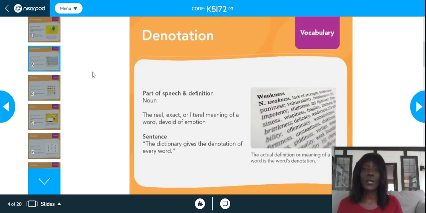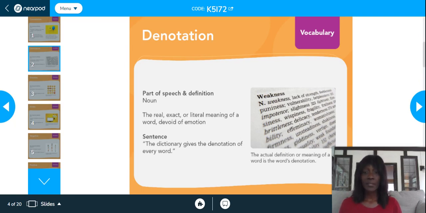Let's look at the word denotation. Again, denotation is a noun because of the suffix tion, shun. Shun always indicates that a word is a noun. So let's look at the definition of denotation. And that is the real, exact, or literal meaning of a word devoid of emotion.